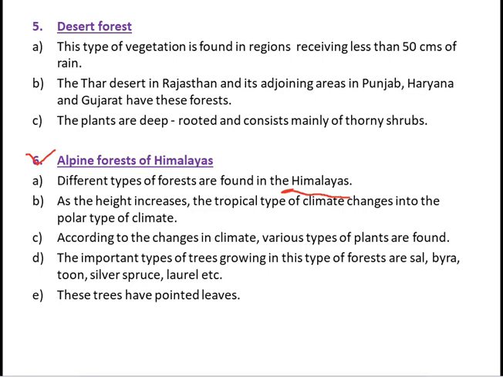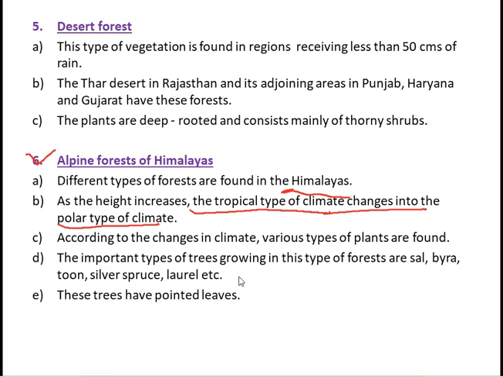Means as you go higher and higher in the Himalaya areas, the tropical type of climate present at the bottom will change into which type of climate? Polar type of climate. As you reach the height, the climate over there is very cold. That is polar type of climate. According to the changes in climate, various types of plants are found. As the climate changes, we can see different types of plants in different types of climate.